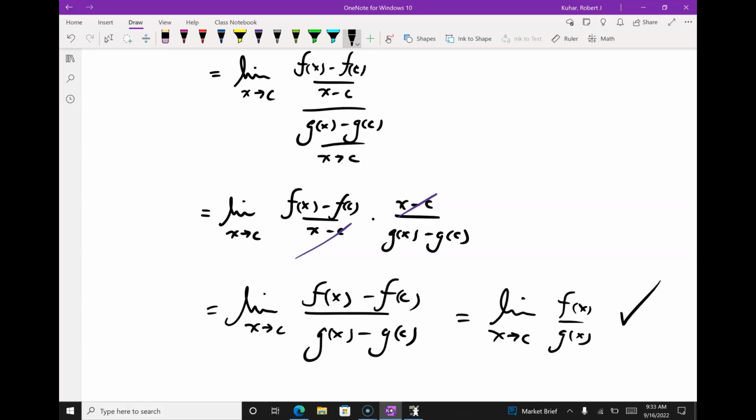So there is some WebAssign homework with L'Hopital's. I don't think that's horrible for you to do. Let's do one more. This is number 30 in section 2.3.